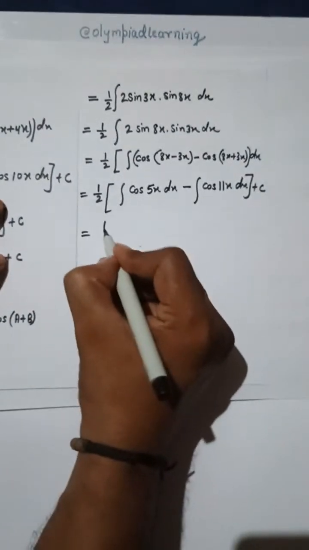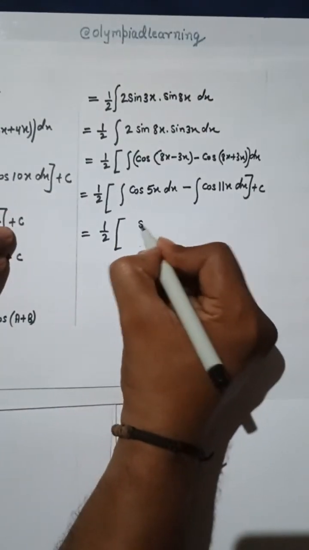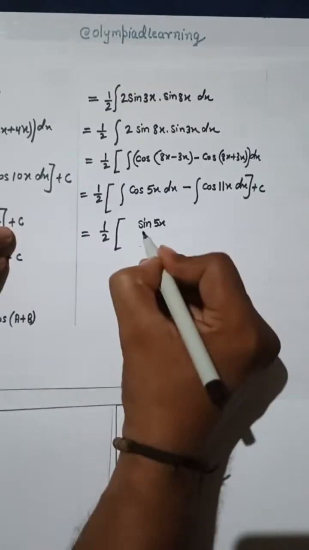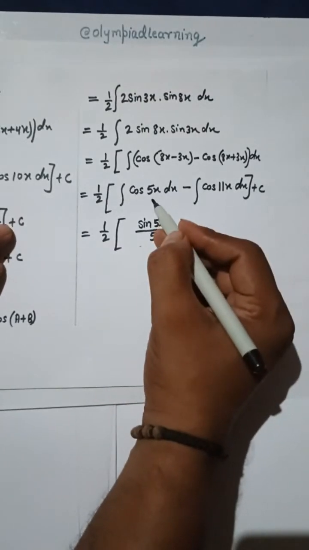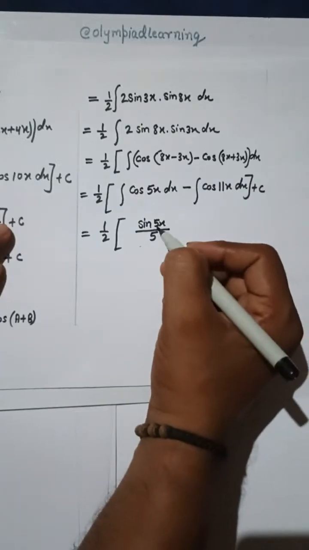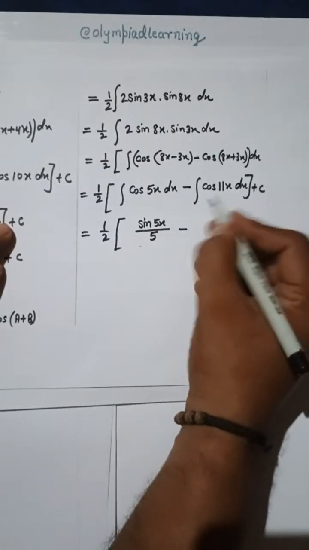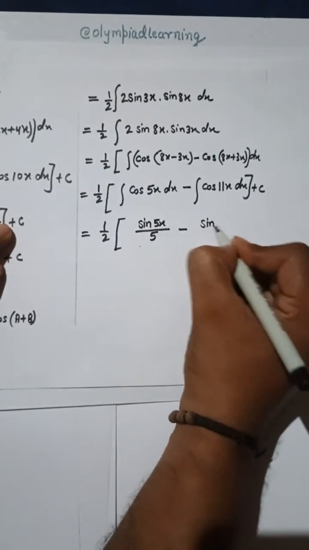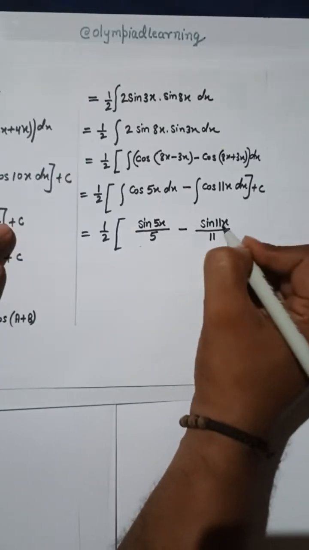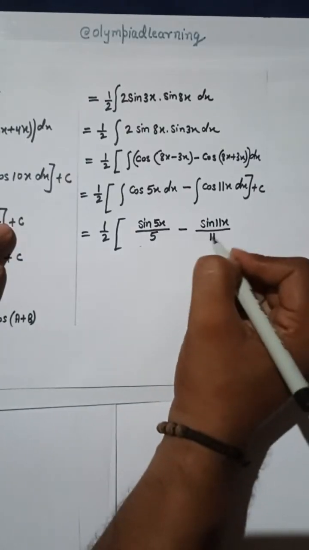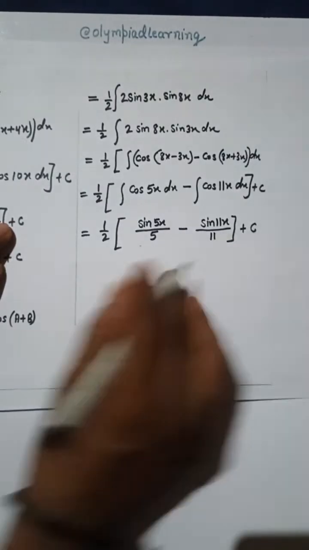And now 1 by 2 integration of cos 5x is sine 5x divided by 5, because 5 is just the coefficient of x, and then negative, it will be sine 11x divided by 11, because 11 is the coefficient of x, that's why I'm putting 11 over here, and here plus c I'm putting.